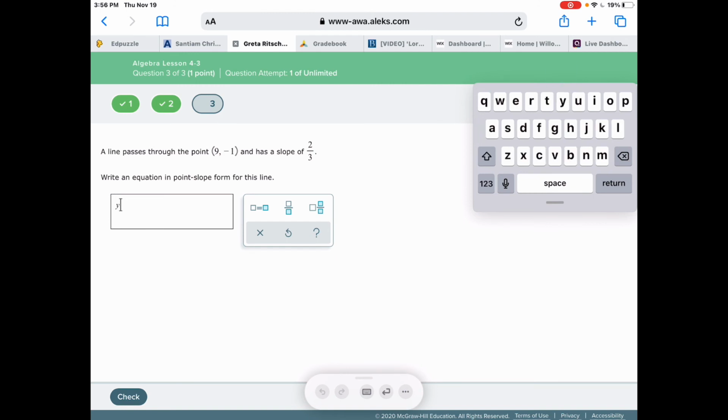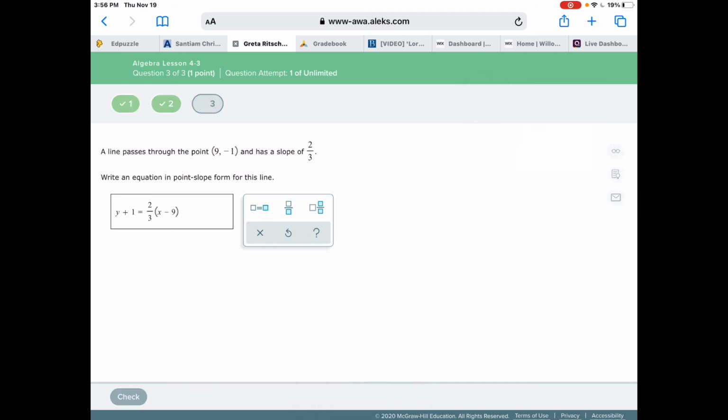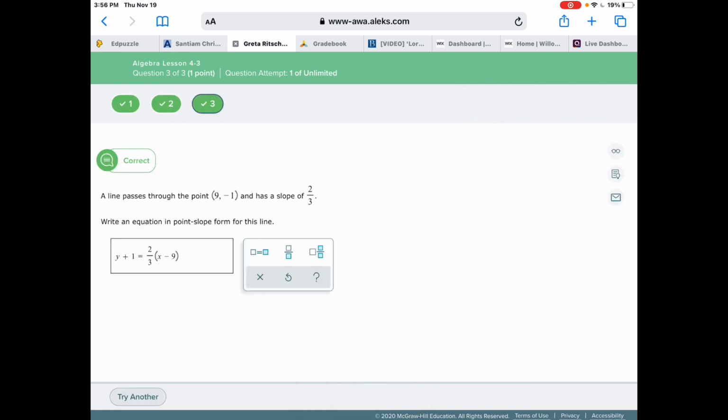y plus 1 equals 2/3 times x minus 9. Okay, then I just double check that the y is in the right place, and x is in the right place. Check my answer, and that does it.